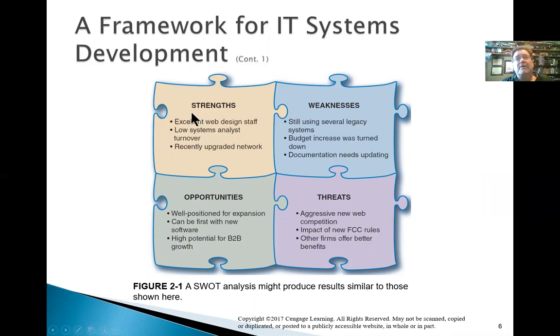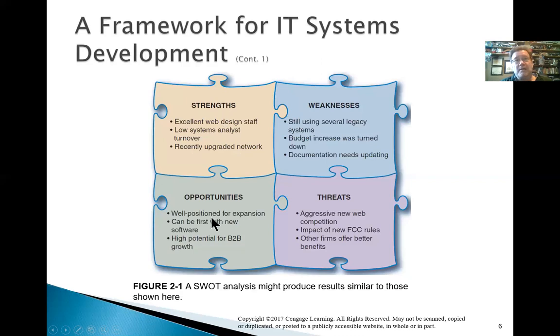Now, strengths are, I think, relatively obvious. It's what are the strengths of this idea? But here's the thing: strengths are internal to your organization. Opportunities are external to your organization. You can see in the examples here that the strengths of our team are that we have an excellent web design staff. That's internal. We don't seem to have a lot of turnover, and we've recently upgraded our network. So inside of our organization, those are our strengths.